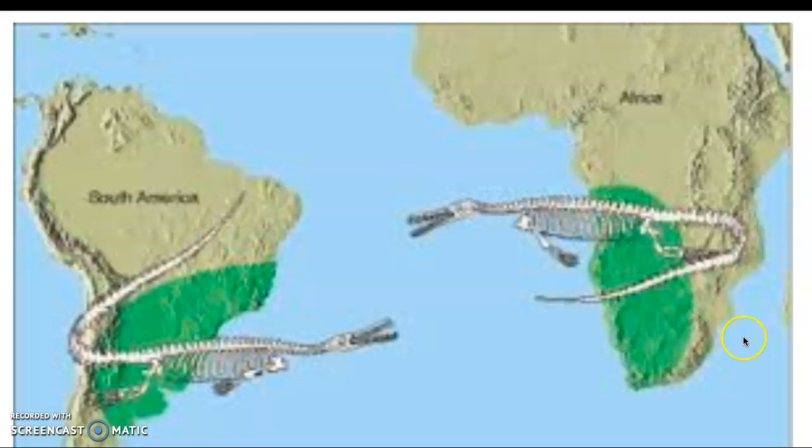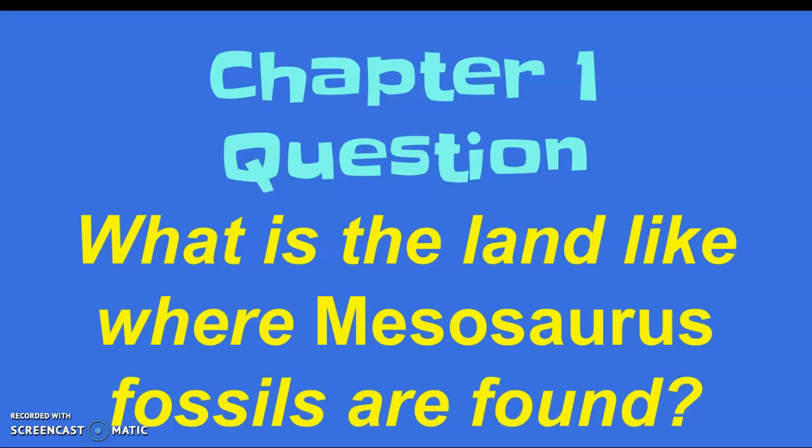But we know that it couldn't swim across there. So what he's trying to figure out is how did this organism exist on those two continents? So that's our chapter one question: what was the land like where the Mesosaurus fossils are found?